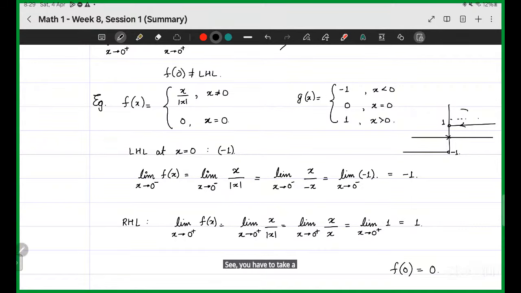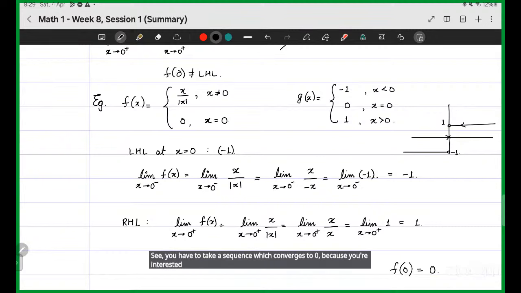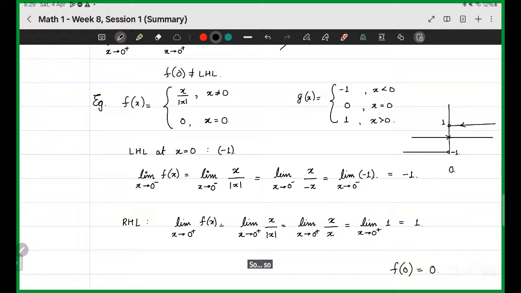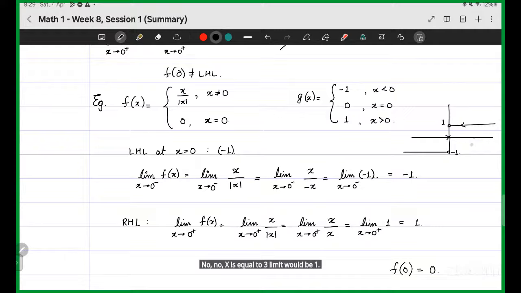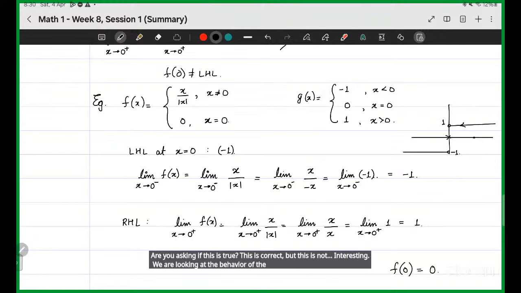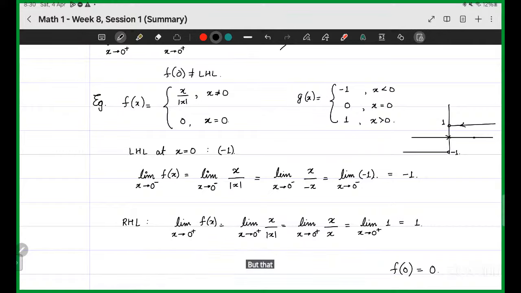You have to take a sequence which converges to 0 because you're interested in continuity at 0. Is the function continuous at x equal to 3? Is that your doubt? At x is equal to 3, the limit would be 1. The function value is 1. Are you asking if this is true? Yes. This is correct, but this is not interesting. We are looking at the behavior of the function at x equal to 0 for this problem. But that was a correct statement.